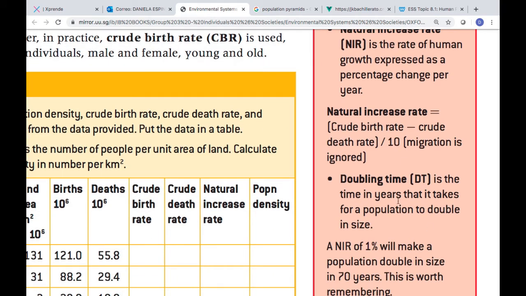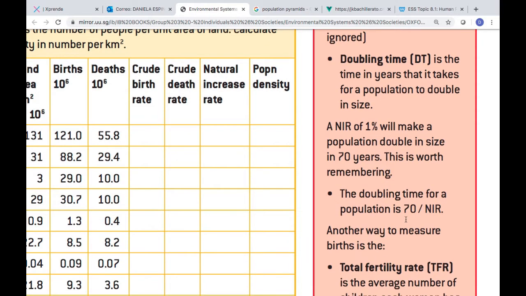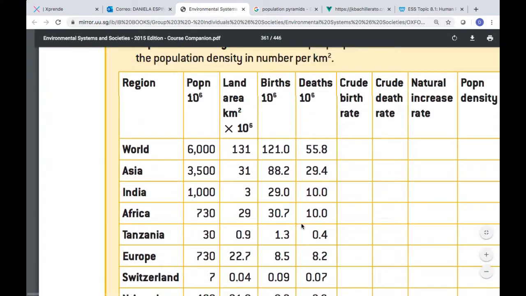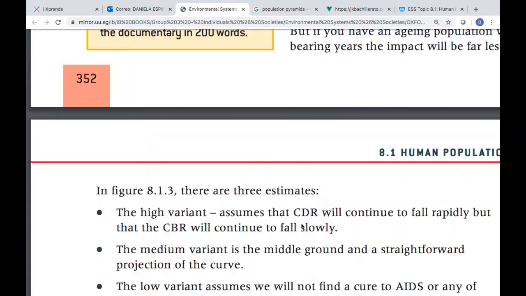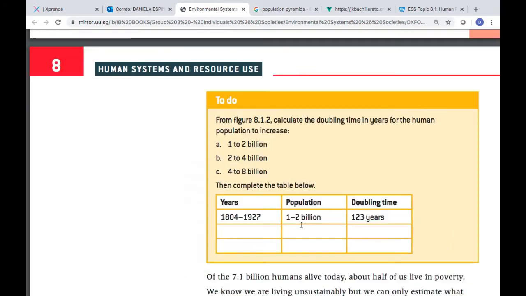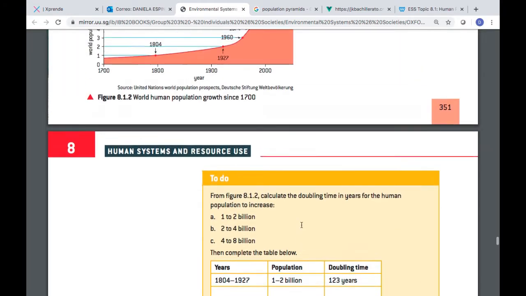Then double time, that is the time in years that it takes for a population to double in size. And total fertility rate, that is the average number of children each woman has over a lifetime. So today we're going to learn how to use that data to calculate. We're going to complete this to-do activity together.